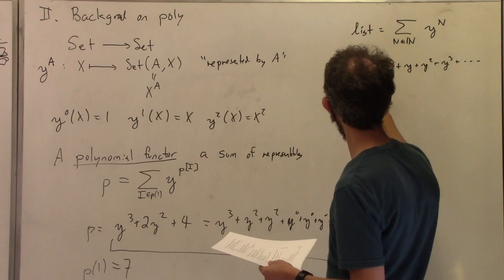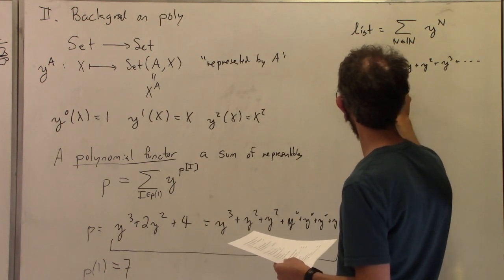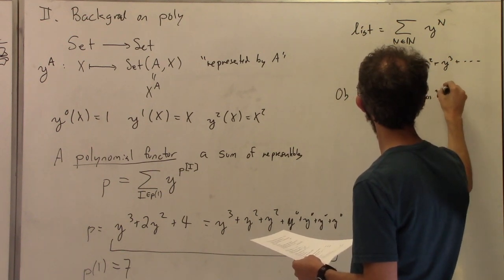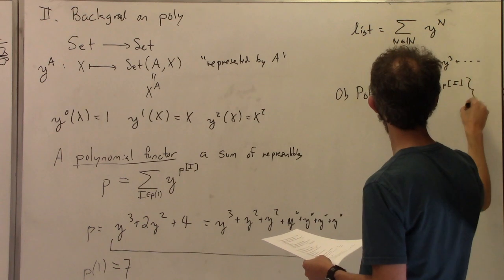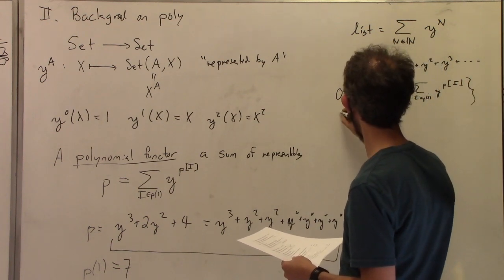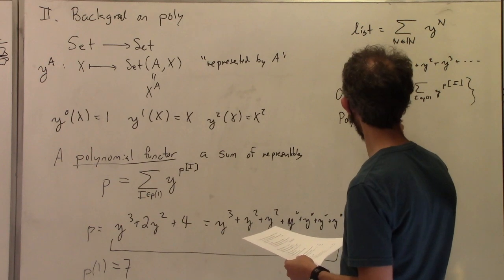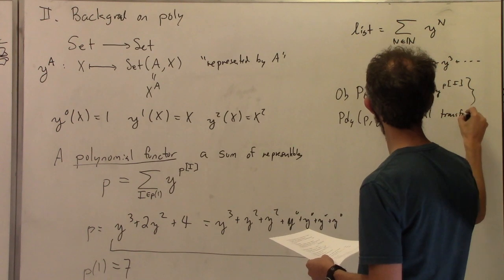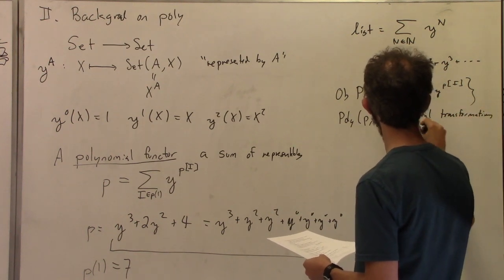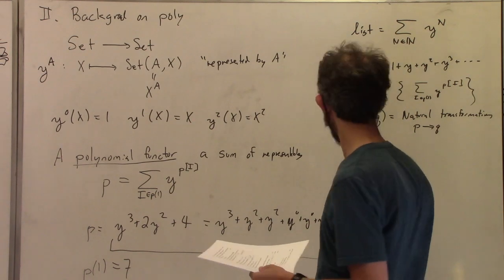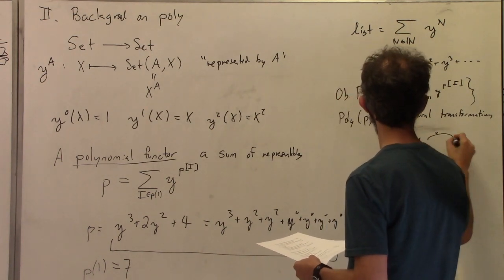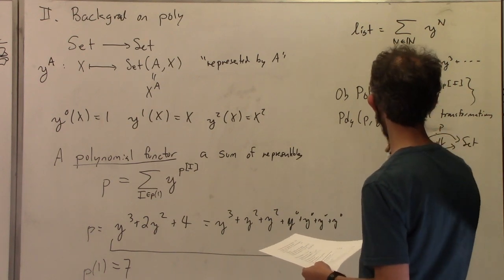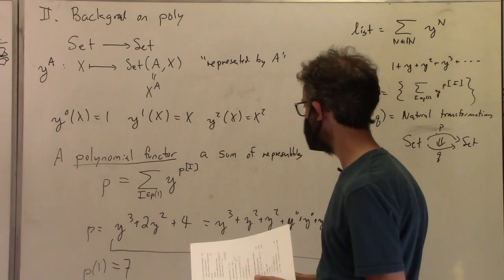Okay, so the objects of Poly are these things, things you can write like that, and Hom in Poly from one P to another Q is just all natural transformations between these two functors. So I have a functor from set to set called P. I have a functor from set to set called Q. And a natural transformation between them is a map of polynomial functors.